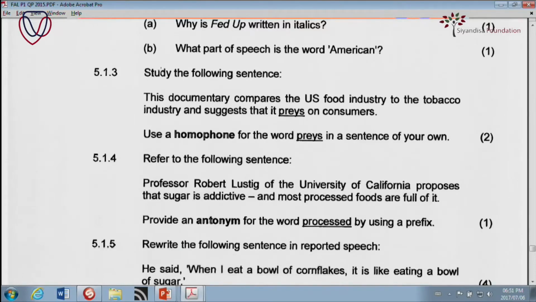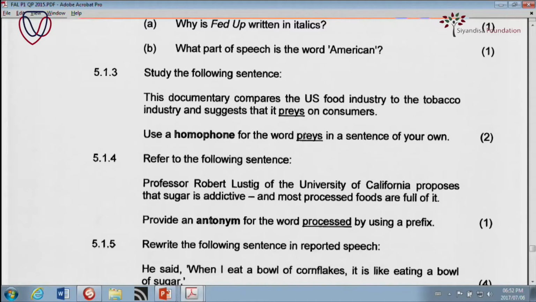Study the following sentence. This documentary compares the United States food industry to the tobacco industry and suggests that it preys on consumers. Now, use a homophone for praise. We already looked at in the previous question, what is a homophone? It is a word that sounds the same, but is spelt differently. Homophone means the same sound, all right? Just like you have a homonym, where the same word can be used for completely different meanings. But a homophone is a word with the same sound.